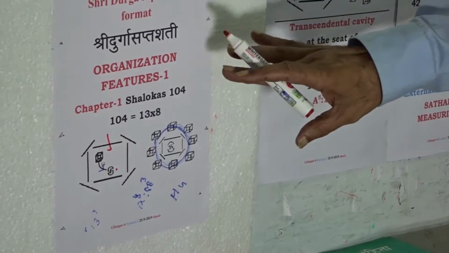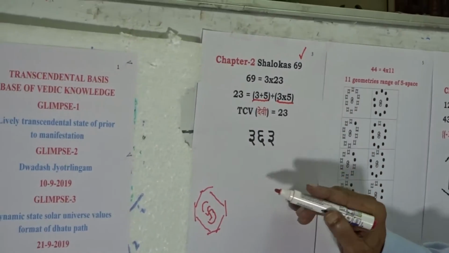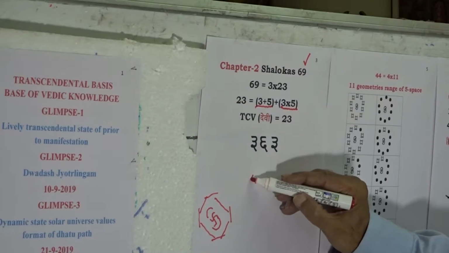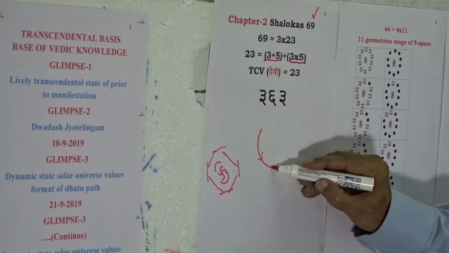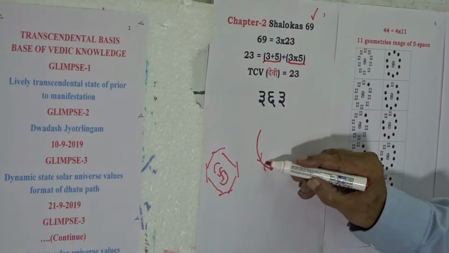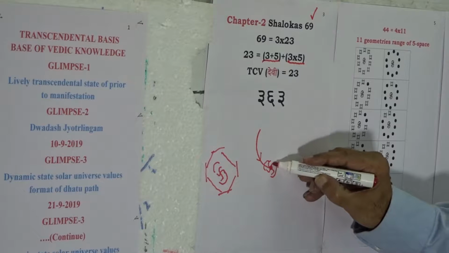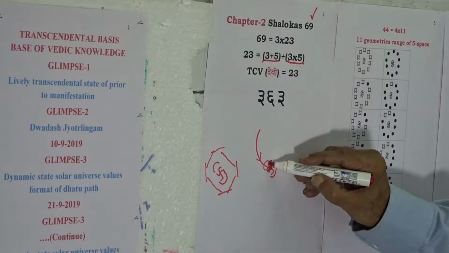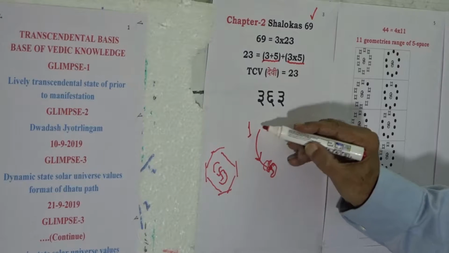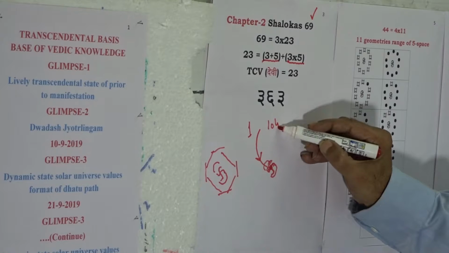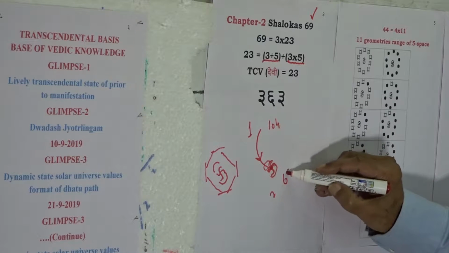Therefore, a reach from chapter 1 to chapter 2 is a reach within 4 space domain by the 13th edge up till the seat of the transcendental origin. The transcendental origin as such is coordinated by the 13th edge. So chapter 1 takes us to value 104 and chapter 2 takes us a step ahead to value 69.